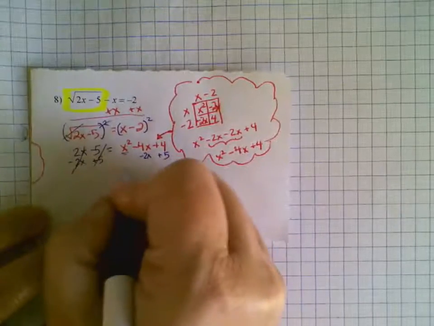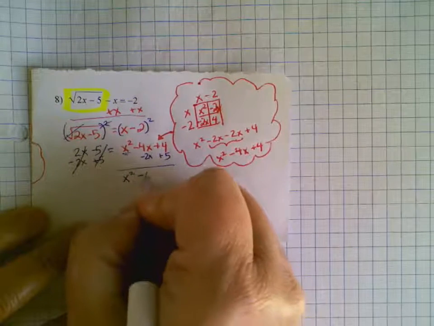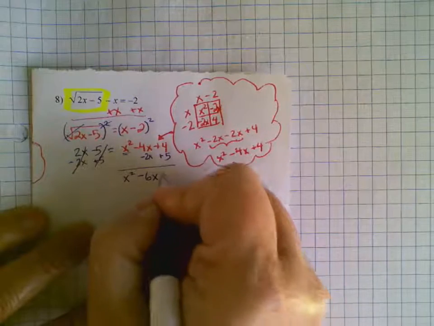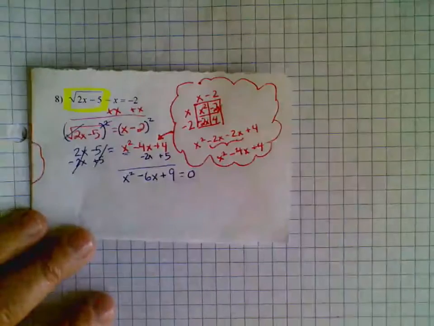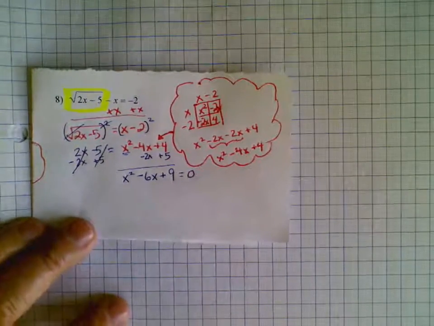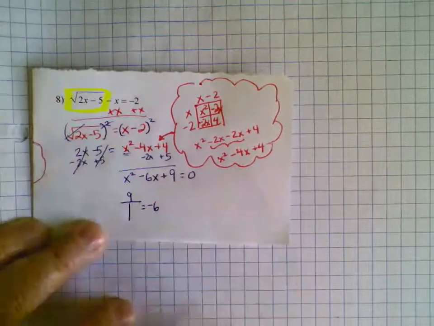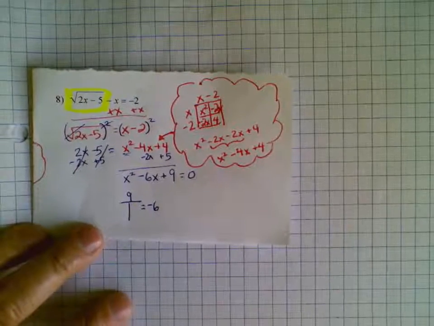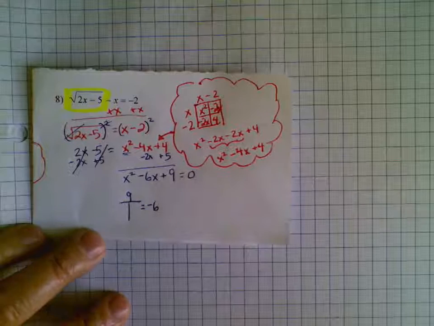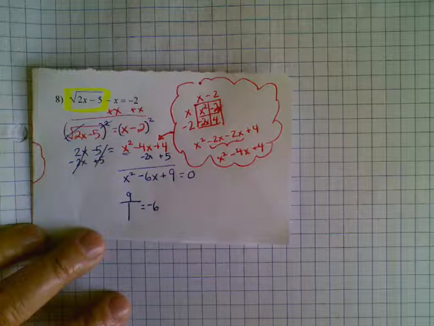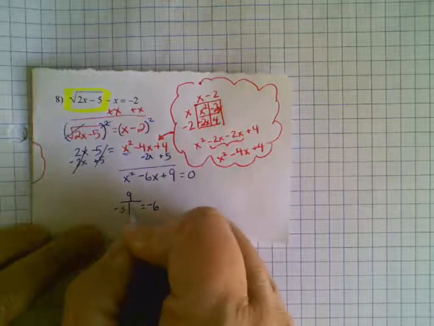These will cancel. So it's going to give me x squared, negative 4, and another negative 2 gives me negative 6x, and this gives me plus 9. Since this all went away, this is equal to 0. So I'm looking for numbers that will multiply to give me 9 and add to give me negative 6. The only way to get 9 is 1 and 9, or negative 1 and negative 9, and 3 and 3, or negative 3 and negative 3. And the only one of those that's going to add up properly is negative 3 and negative 3.